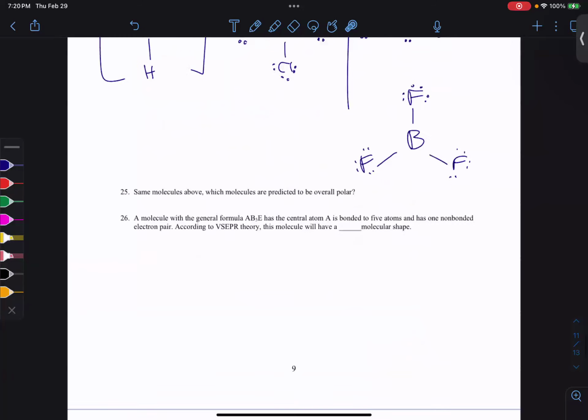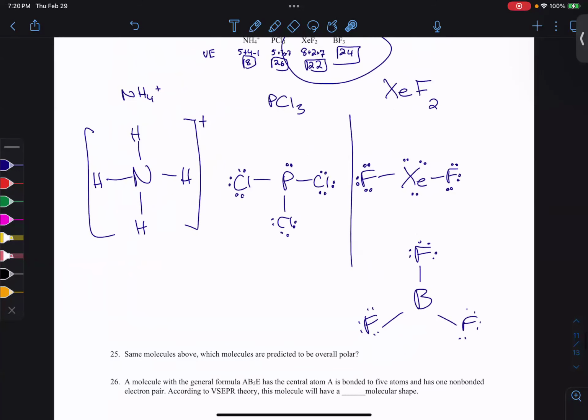It's allowed here. Okay, so of these, which ones are going to be polar? NH4 plus, is it polar? No, because NH4 has a 4 electron domain. That's a tetrahedral. So this is not flat. It is a tetrahedron. But since all of them are hydrogens, they all cancel anyway, regardless if it was flat or a tetrahedron.